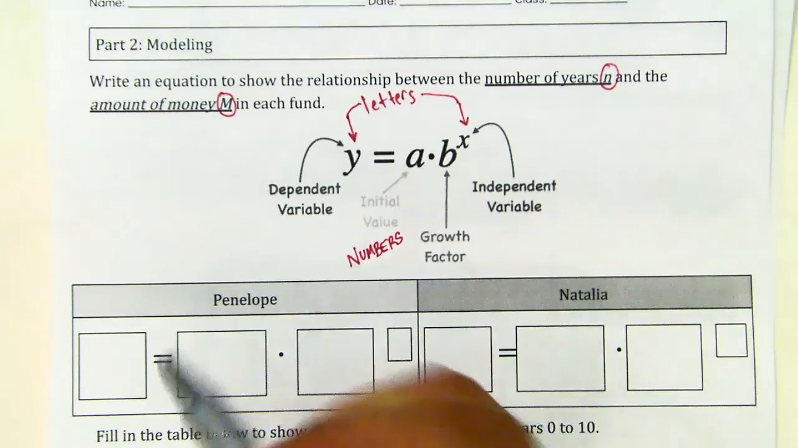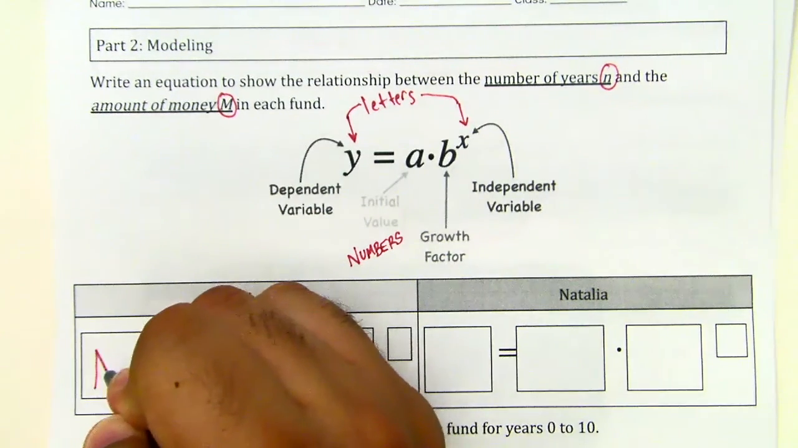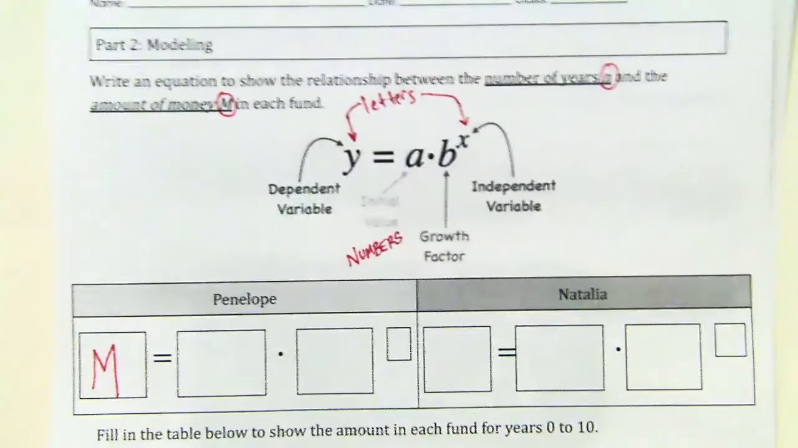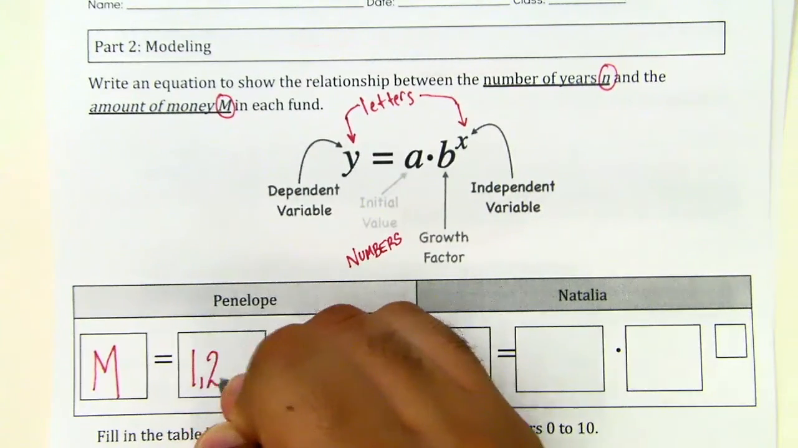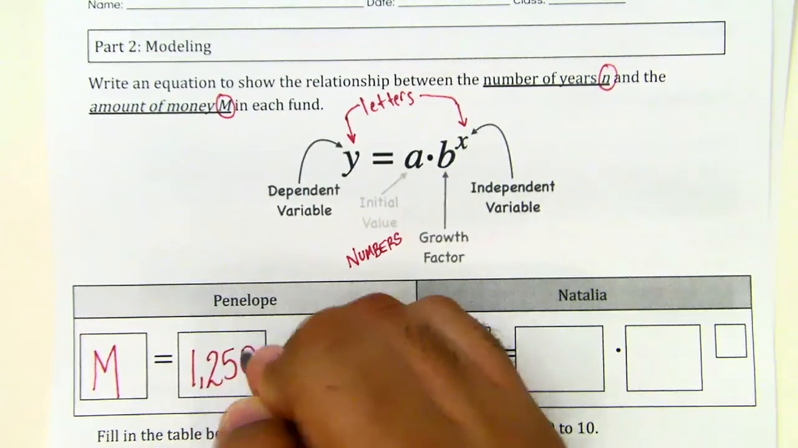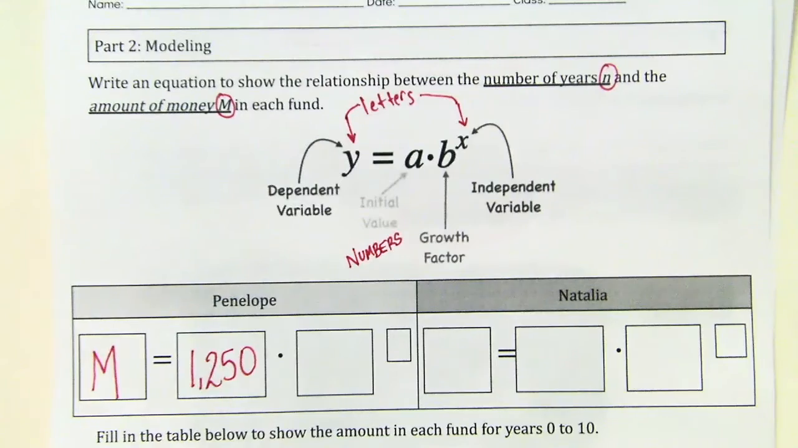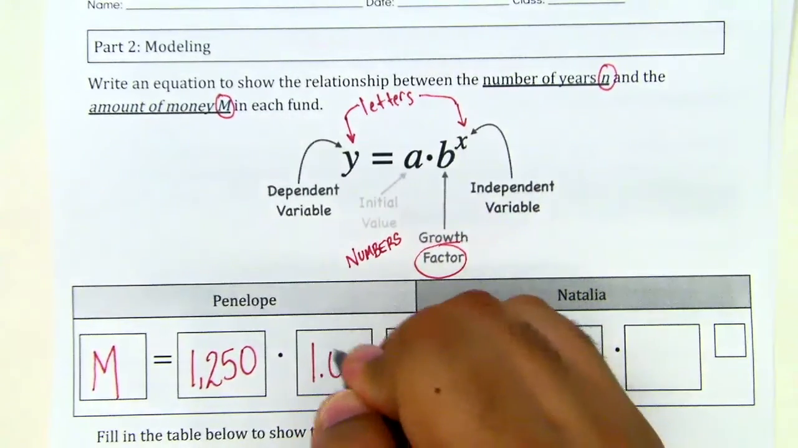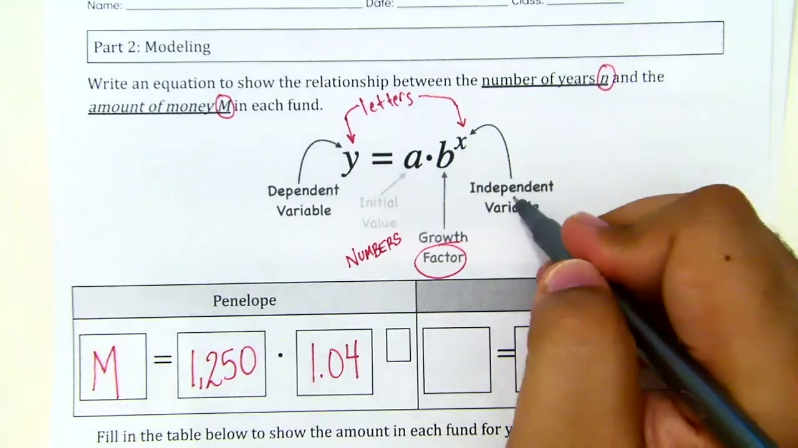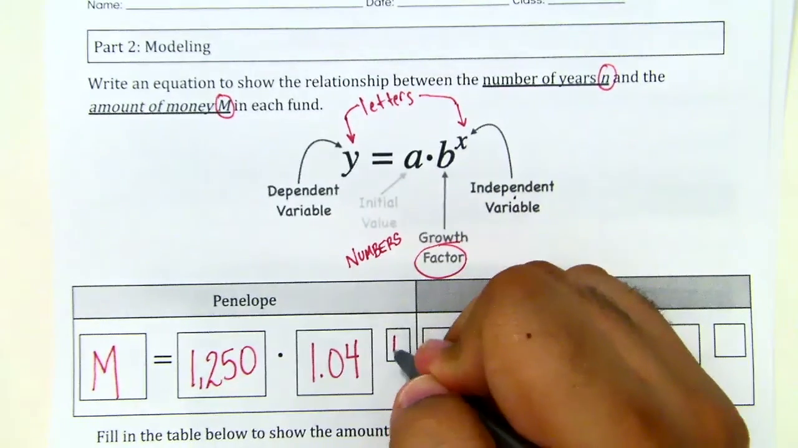Right? So Penelope's equation looks like M is equal to, her initial value was $1,250. The growth factor, not rate, was 1.04. The independent variable is the number of years N.